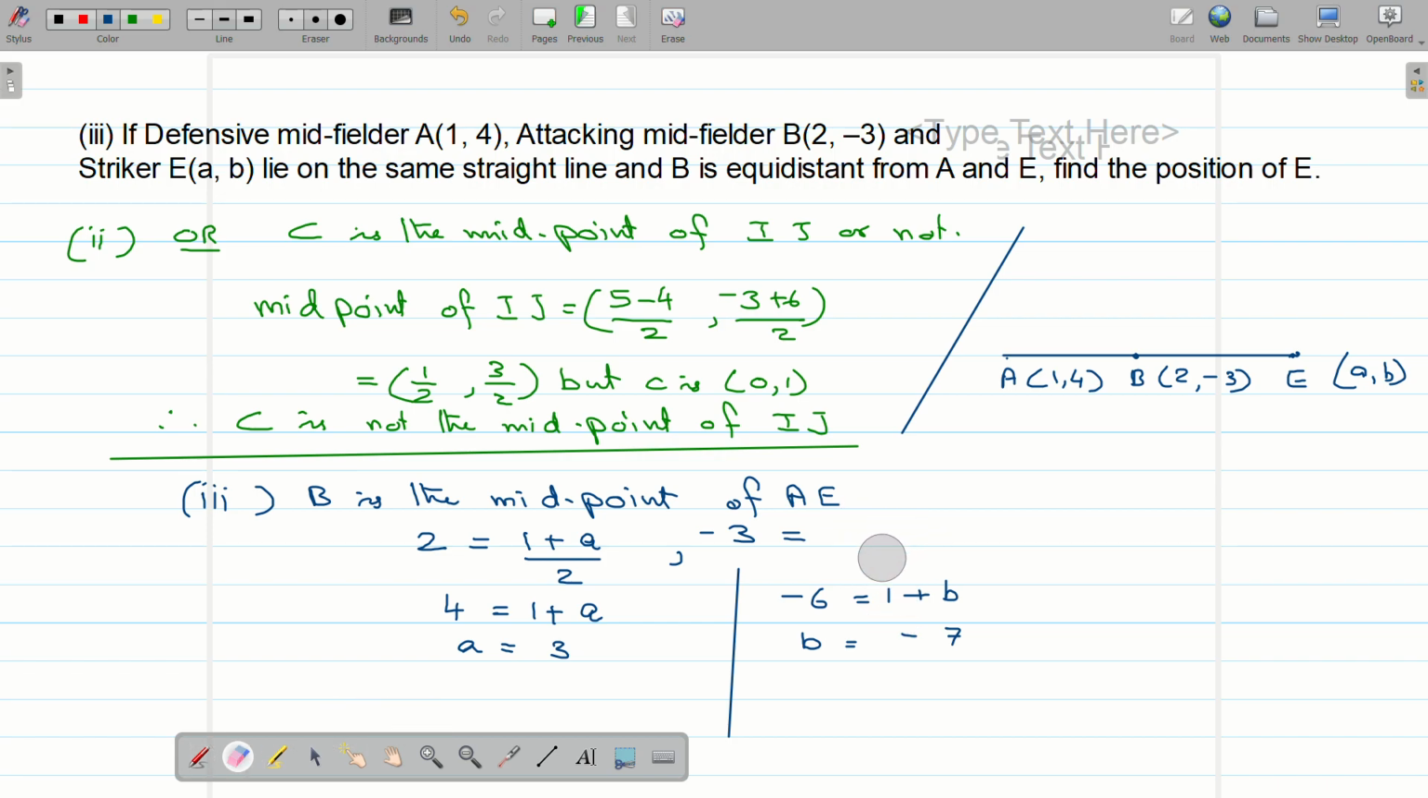Here there is a mistake. Minus 3 is equal to 4 plus B by 2. So minus 6 minus 4 is equal to B. B is equal to minus 10. Therefore our final answer: A is equal to 3, B is equal to minus 10.